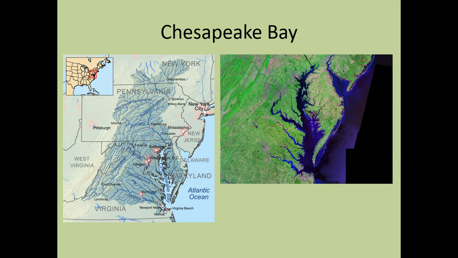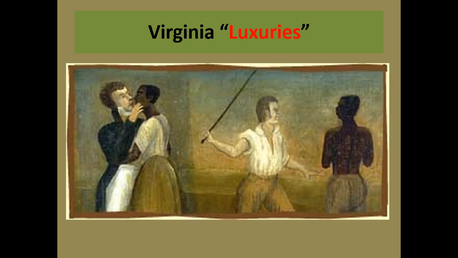Slavery had been around for the entirety of human history, but only in the United States, in the Americas, did it become about the color of your skin. If you were black, it meant you were a slave. It meant you were a slave for life. So what was it like in these early plantations? This is an interesting image. This is called Virginia Luxuries. So this was actually found in the North.